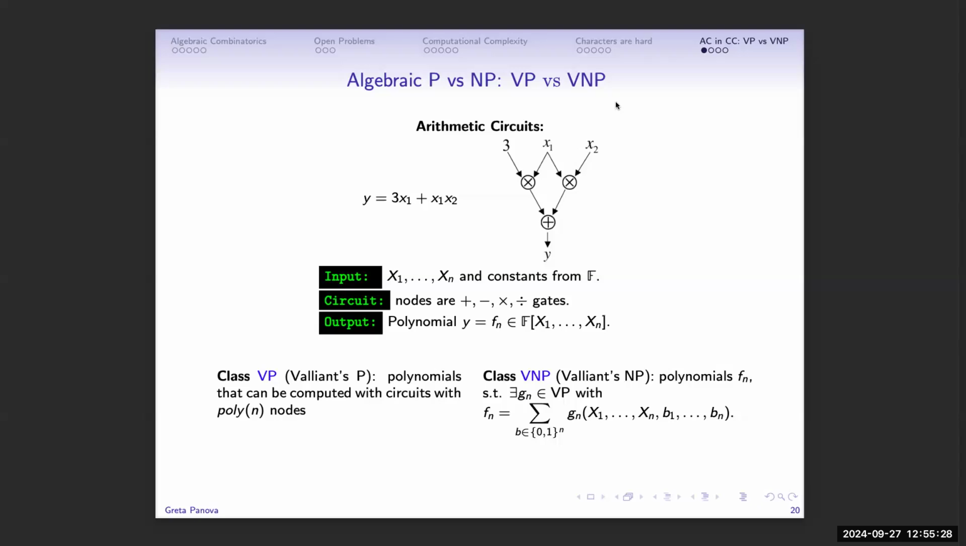So if the polynomial has n variables, then we are also going to assume that the degree of the polynomial is not really larger than the number of variables. And for those polynomials, there is the class VP, where you can compute it with polynomially many nodes, so n to the k many nodes of this type. And then there is the class VNP, which is basically like an analog of NP or #P, the class of polynomials which are exponential sums of things that are easy to compute.